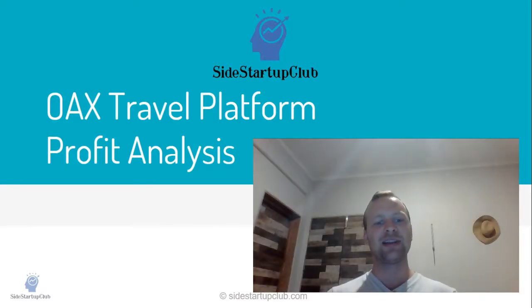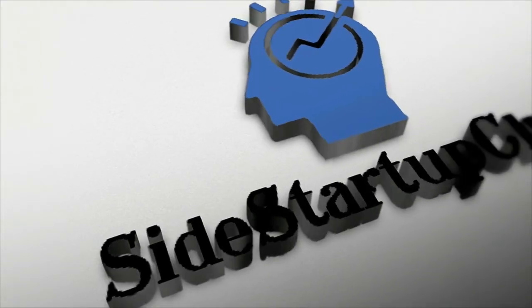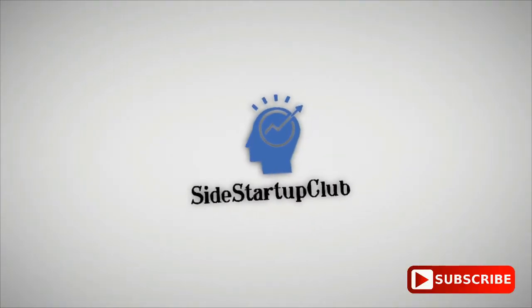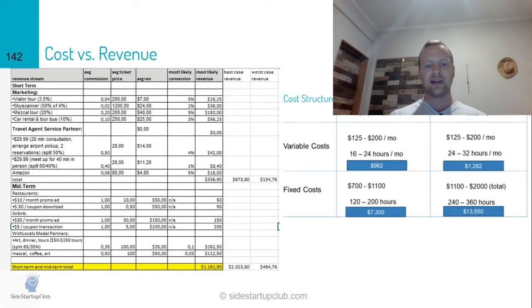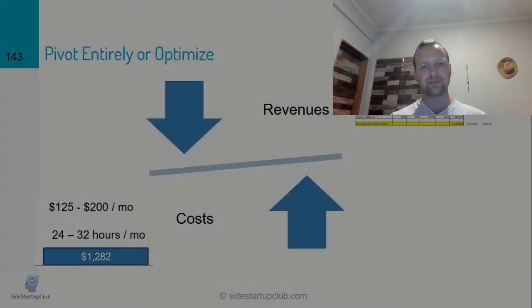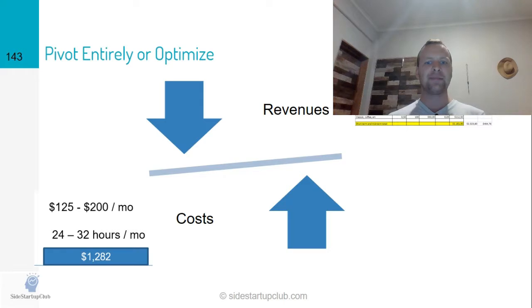Okay, so in the last video we learned that this is not a very financially attractive opportunity, and I said let's explore ways to improve the profitability of this model. So that's what we're going to do in this video. Right now we basically break even. Our revenue equals our cost. Now we want to optimize, and if we can't optimize, then we need to pivot entirely.